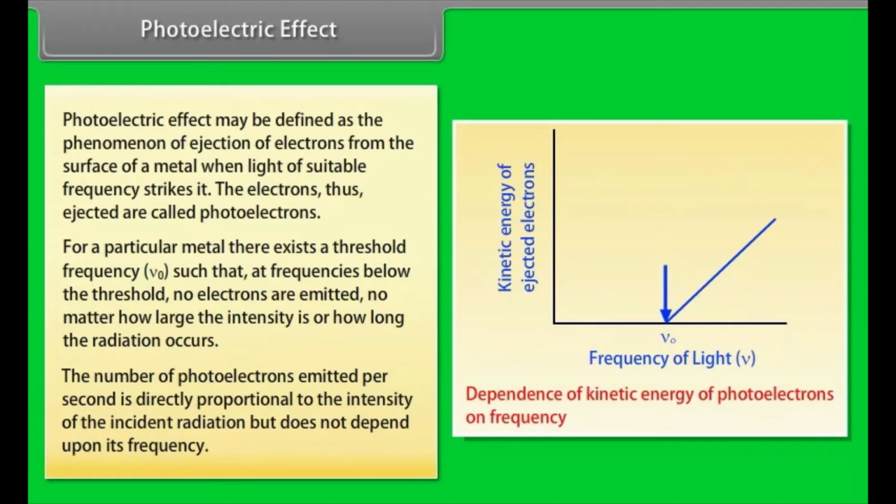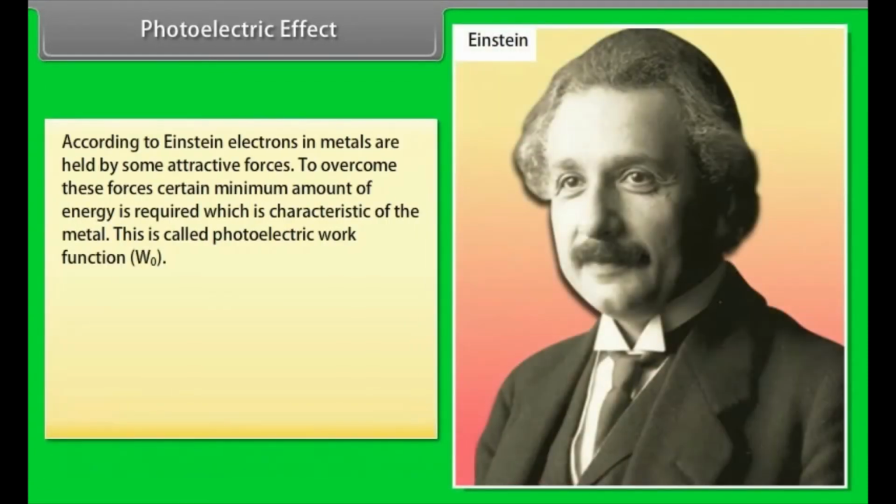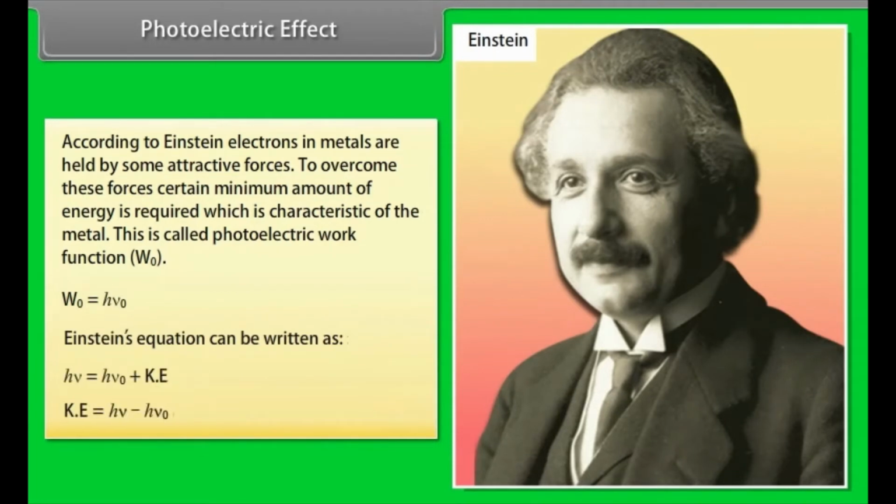According to Einstein, electrons in metals are held by some attractive forces. To overcome these forces, a certain minimum amount of energy is required, which is characteristic of the metal. This is called the photoelectric work function W0. W0 is equal to h nu naught. Einstein equation can be written as h nu = h nu naught + Ke. Ke = h nu - h nu naught.